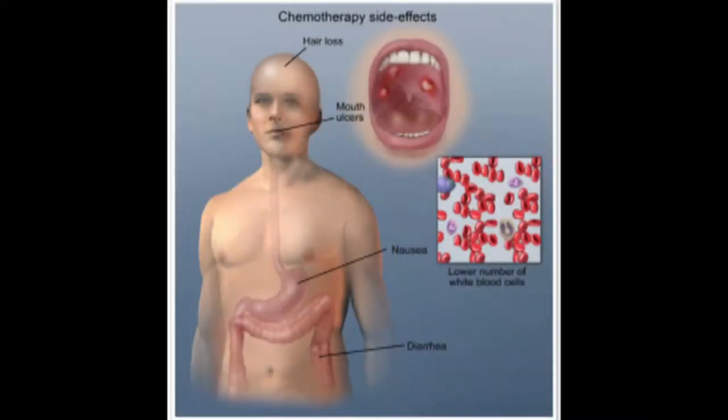Because chemo cannot tell the difference between normal cells and cancer cells, often chemo attacks normal cells, resulting in hair loss and irritation in the intestinal lining and mouth.